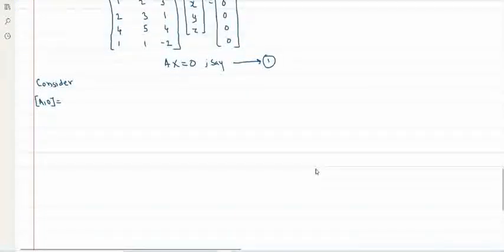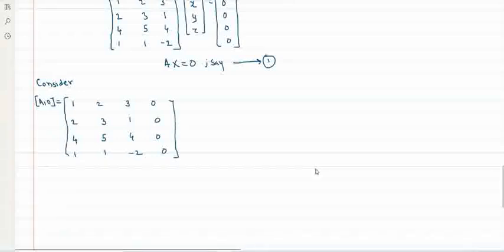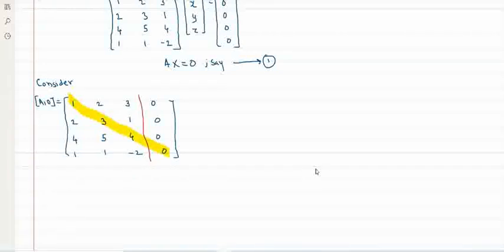That matrix can be obtained by attaching one more column to the given matrix. That is 1, 2, 3 and 0, 2, 3, 1 and 0, 4, 5, 4 and 0, 1, 1, minus 2 and 0. So this is the separation. Again fix the diagonal entry. This is a diagonal entry. The elements below a11 you have to reduce to 0.